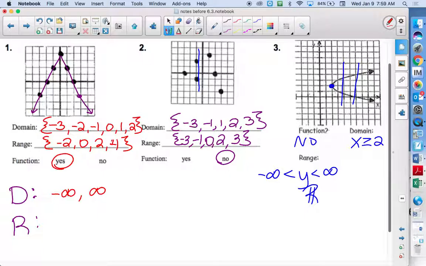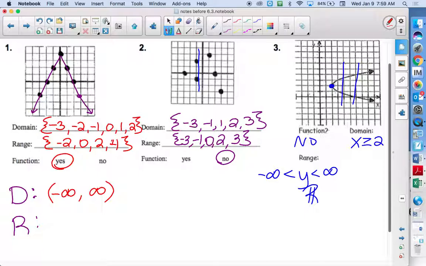Now, Julia, do we actually know what negative infinity and positive infinity are? No. So because we don't know that exact value, they will always get parentheses around them. Anytime you use an infinity symbol, you're going to have parentheses around that value. So the domain would be negative infinity to positive infinity, parentheses, because we don't know that exact number. And then that's it. I don't need to worry about inequalities. We don't have to worry about x. It just starts at negative infinity and goes to positive infinity.